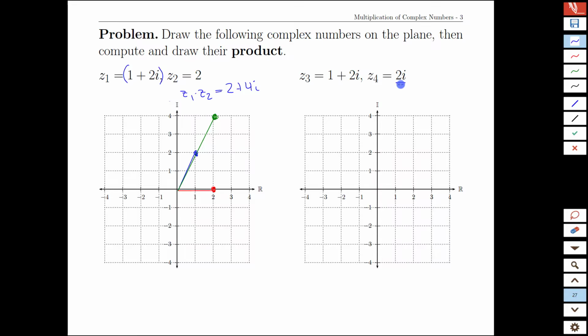Let's take a look where we have an imaginary multiplier here. So same initial vector, we'll do that still in blue. 1 plus 2i. And then we're going to multiply by not 2, but by 2i, which is up here. And if we do that calculation, z3 times z4, I'm going to take a bit of a shortcut here. We have 2i times 2i, that's 4i squared, or minus 4. So negative 4 plus 2i puts us up in this corner here.